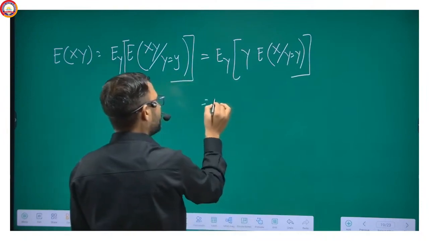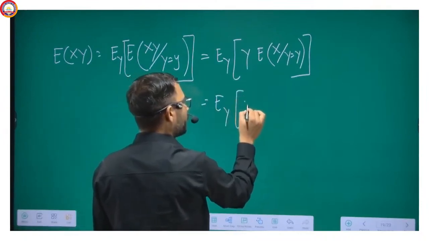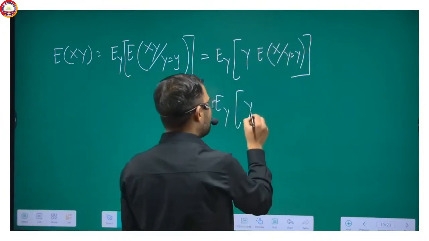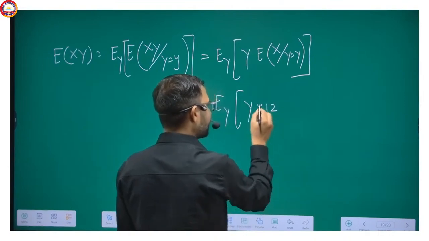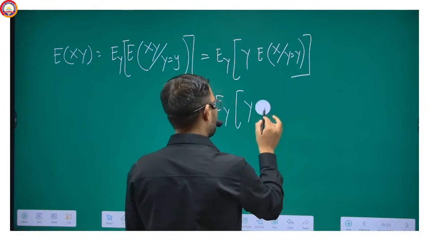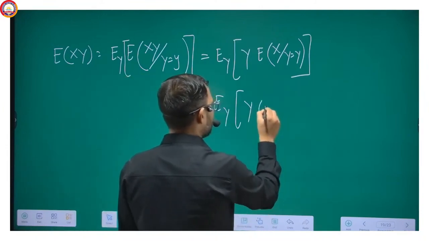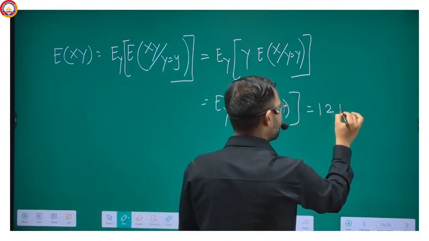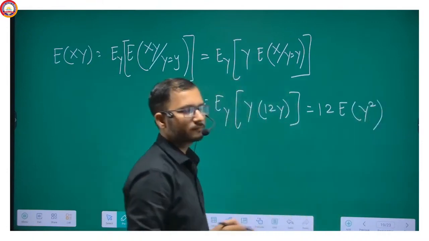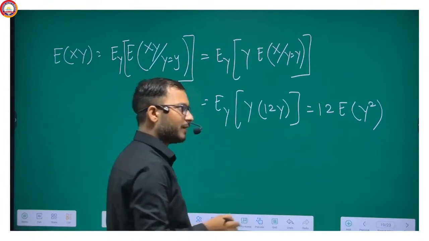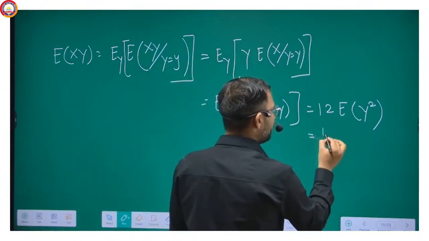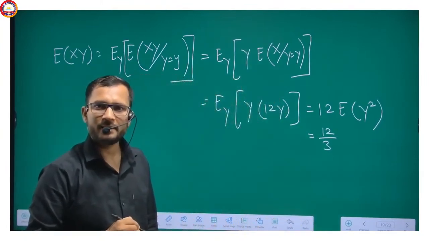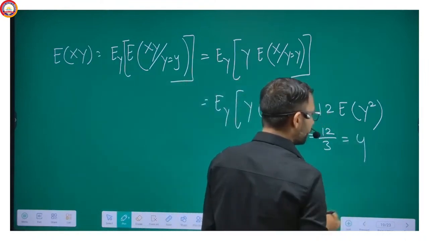Getting my point? So this is expectation over y of y, and this we have already found out as 12y in the first question. So this is y into 12y. This is not x actually, you may be confusing in this. So this is 12 and expectation of y square. And we got the expectation of y square as 1 by 3. So this will be 12 by 3. What you got? 12 by 3. That means this is 4.